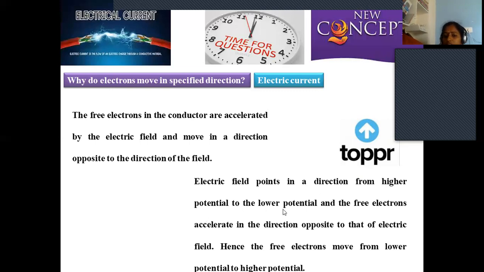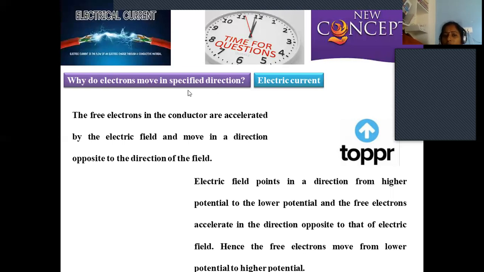The electric field points in the direction from higher potential to lower potential. Any system always has a tendency to maintain equilibrium. If high potential is there, it has a tendency to move to low potential in order to reach equilibrium. That's the reason why free electrons accelerate in the direction opposite to that of the electric field. Hence, the free electrons move from the lower potential to the higher potential in order to make the equilibrium.